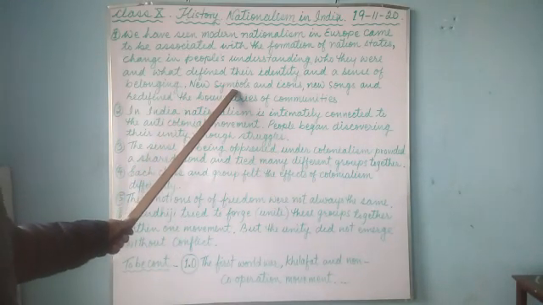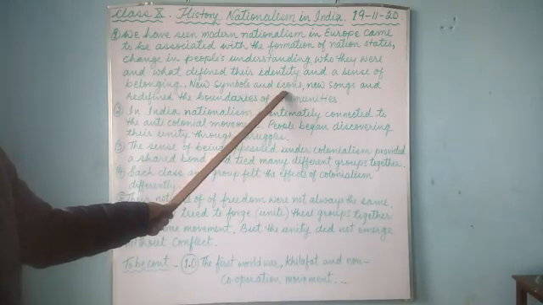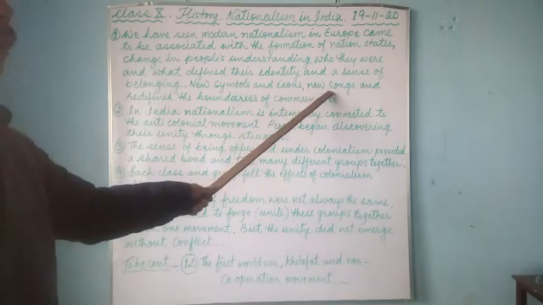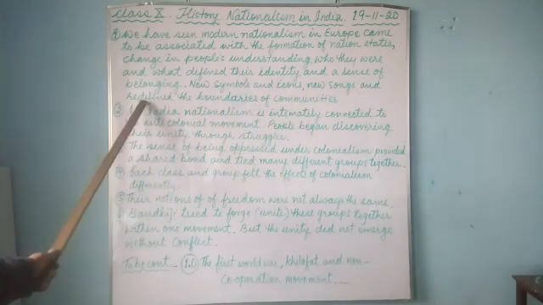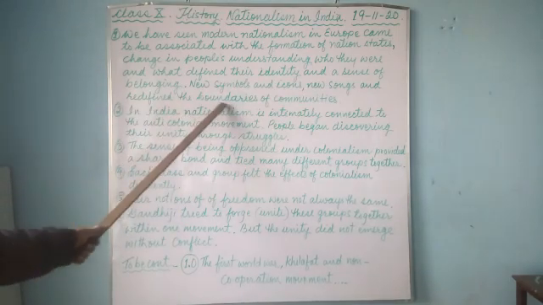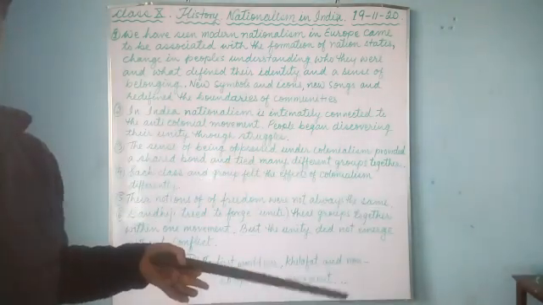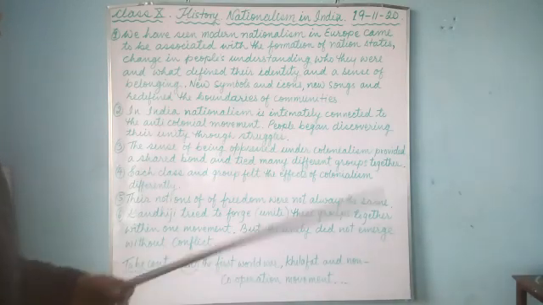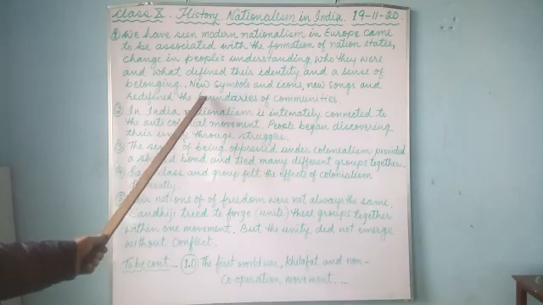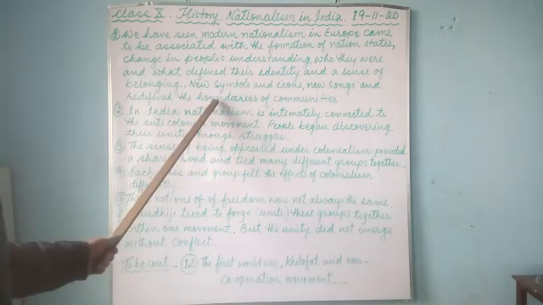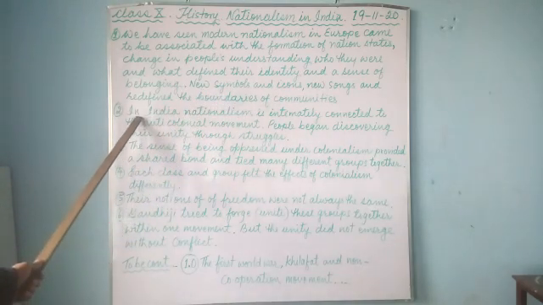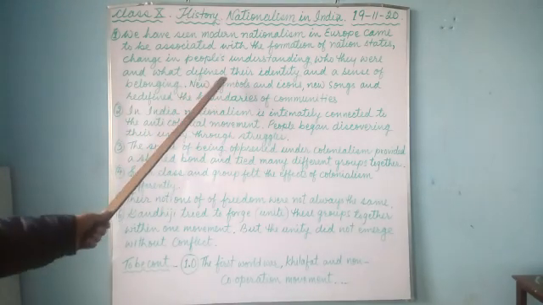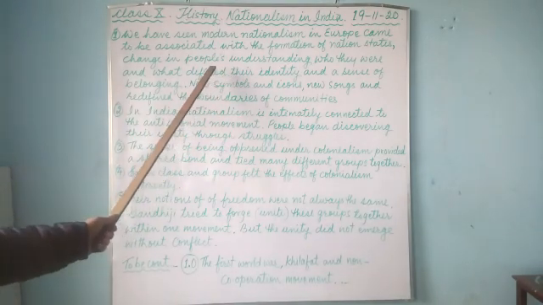New symbols and icons such as the national flag, national symbols, new songs, national songs and national anthems redefine the boundaries of the communities. So this has to be forged, or brought about. This nationalism has encouraged these things among the people. So this is about Europe; this thing came from Europe.